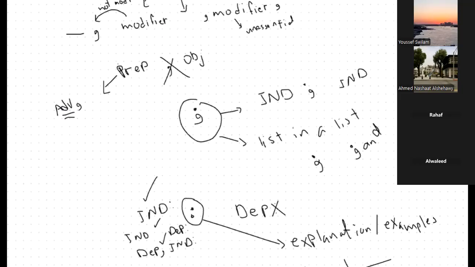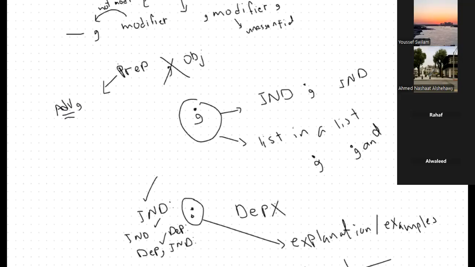If it's a list in a list, how do I know a list in a list? You're going to find another semicolon in the sentence. So in that case, you can put semicolon fanboys. So we will never put semicolon fanboys, except that you have another semicolon.